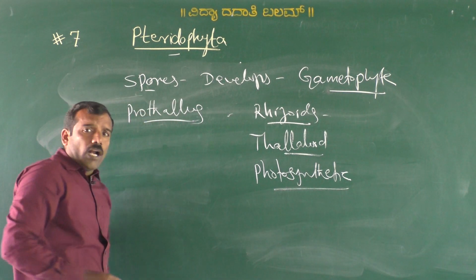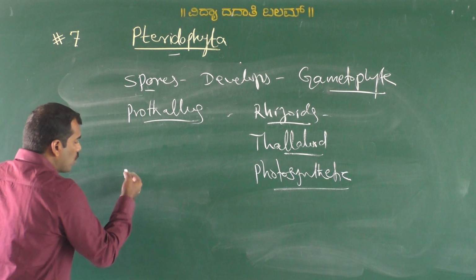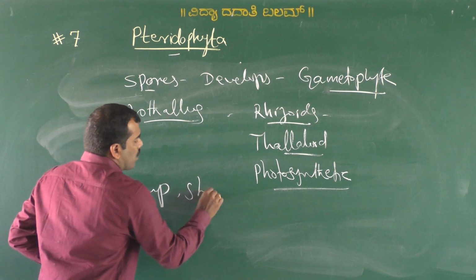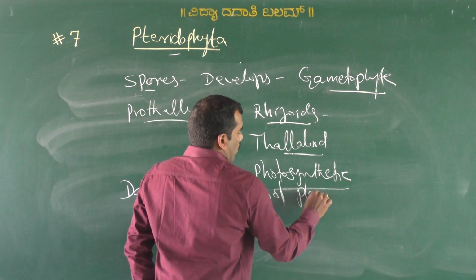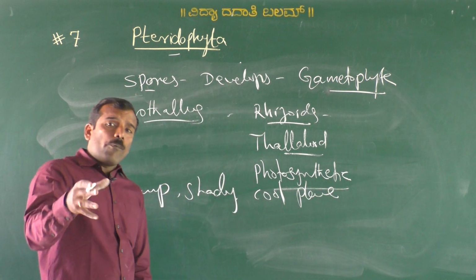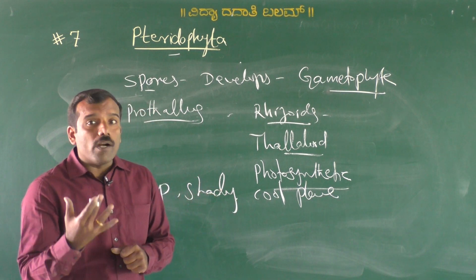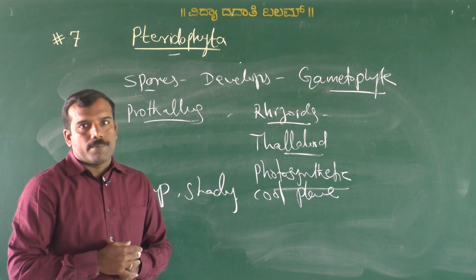Moreover, this gametophyte also requires water. That means they are found in a damp place or shady place, in a cool place. That is why the pteridophytes are also restricted to a narrow geographical region. They require water for fertilization. That is a transfer of gametes.